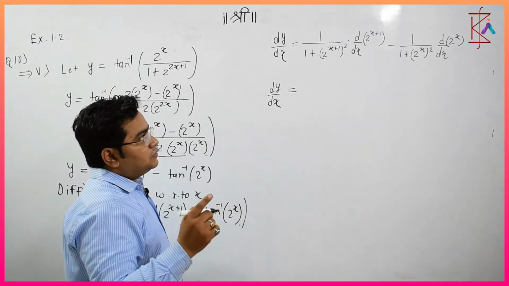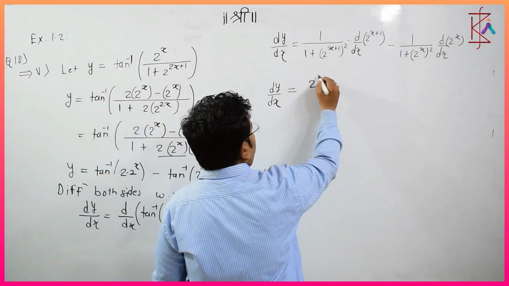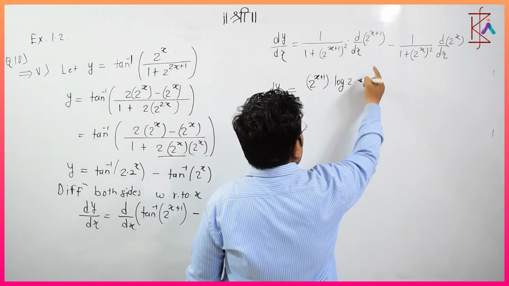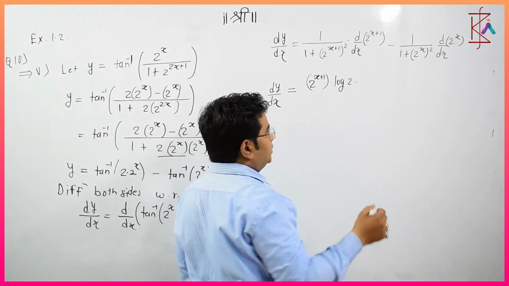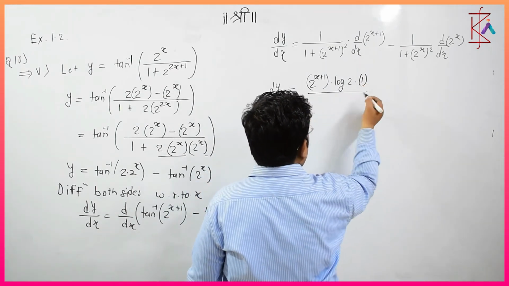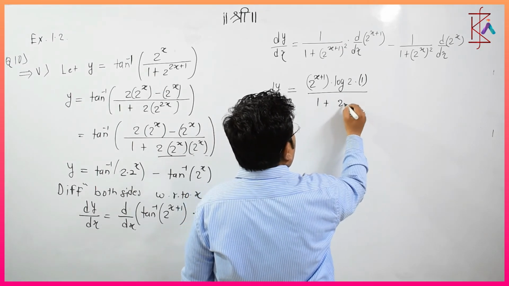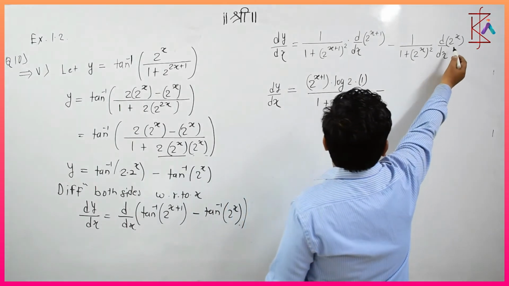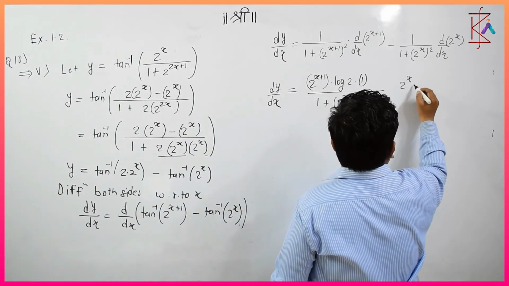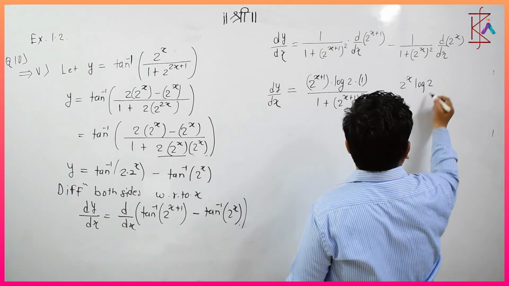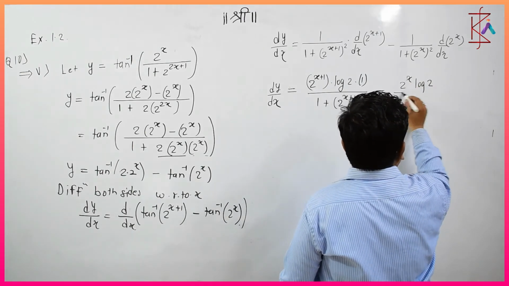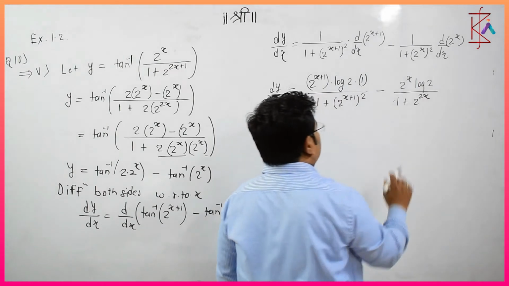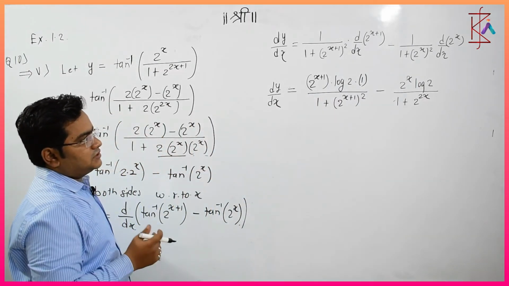Okay, listen carefully, 2 raised to x plus 1. So this is the derivative of 2 raised to x plus 1, done: into log of 2 into derivative of x plus 1, which is equal to what? 1 only. So into 1 divided by (1 plus 2 raised to x plus 1) whole square, I am keeping as it is, minus, what is the derivative of this? 2 raised to x into log of 2 into derivative of x, which will be 1. So this is simple. So 1 plus 2 raised to 2x. Okay, so I am taking this 2 raised to 2x. So this is the final answer.